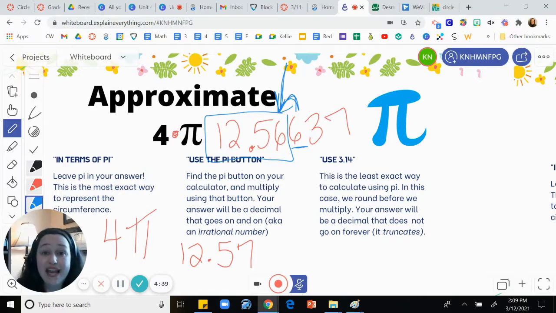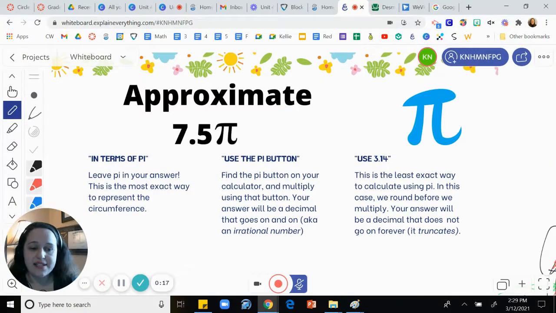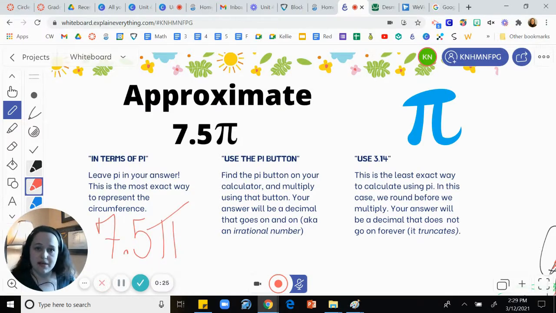The last way that I could calculate this would be to round to 3.14 before I calculate. So in that case, what I would do is I would take 4 times 3.14, and that just gives me 12.56. So note that depending on when I rounded, I got different values here. So once again, if I want to give an exact answer, I'll just write 7.5 pi, and that's it. That's as precise as I could be.